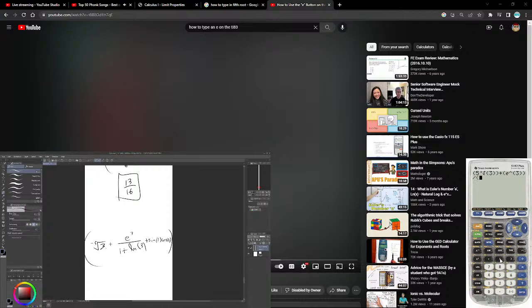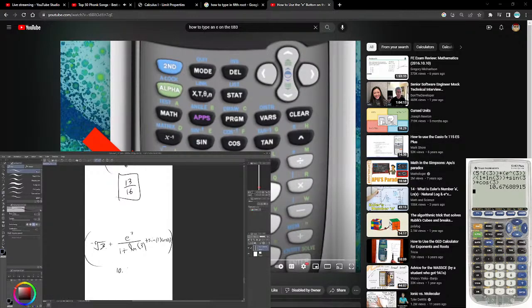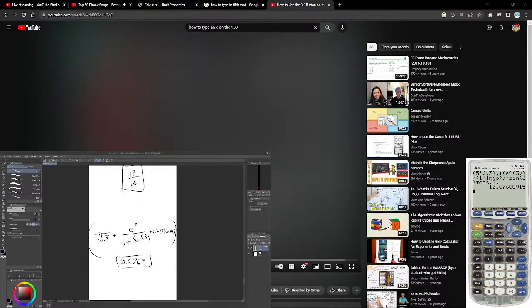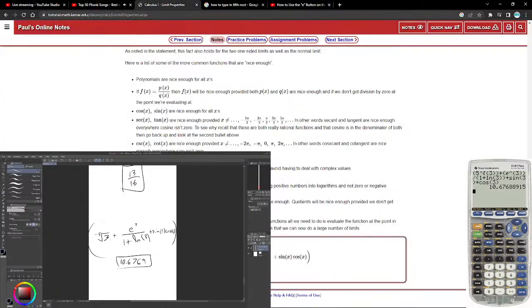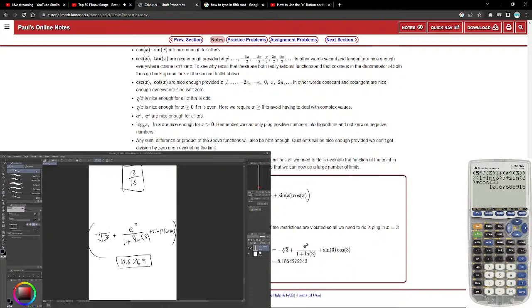Divided by 1 plus natural log of 3 plus sine 3 times cos 3. I swear, if it gives me an error. Okay. Don't know if that's right. 0.676. 9. Are you serious, dude? Man.